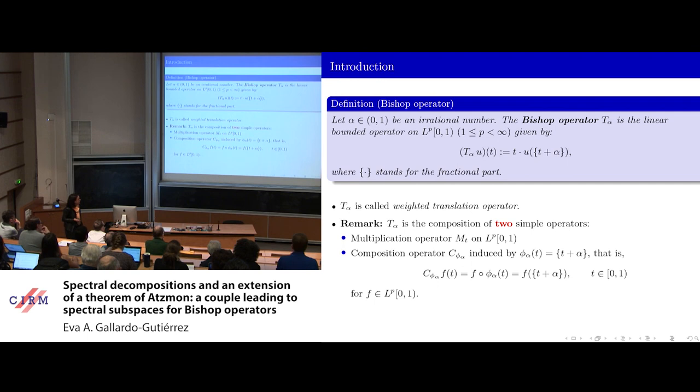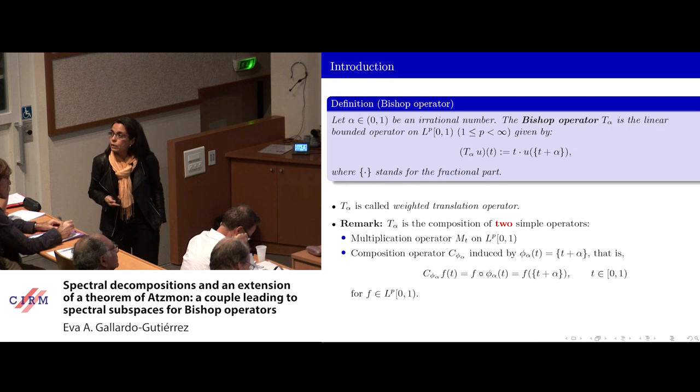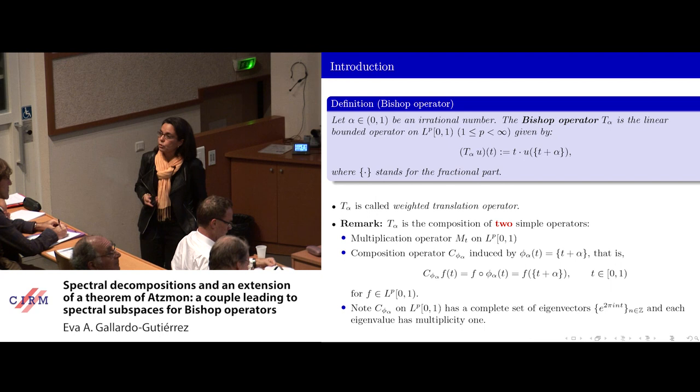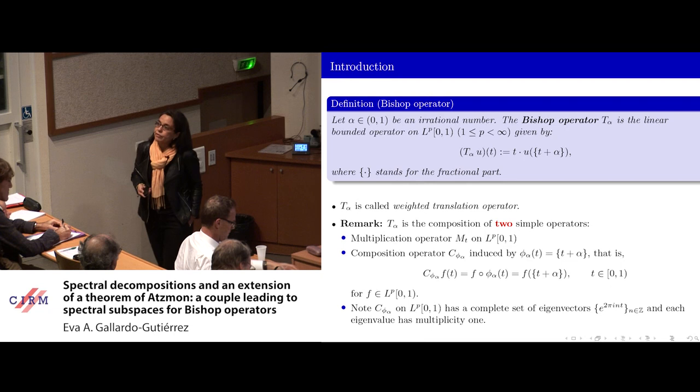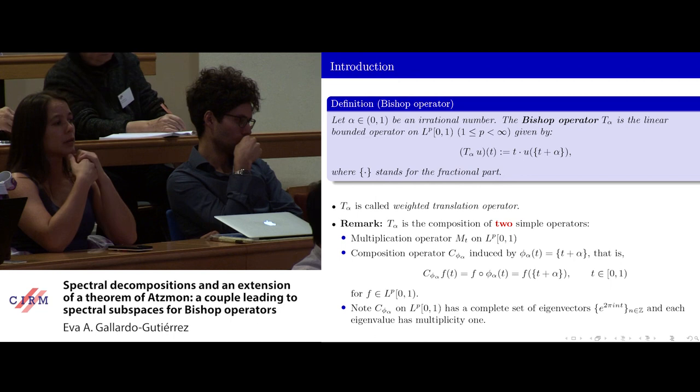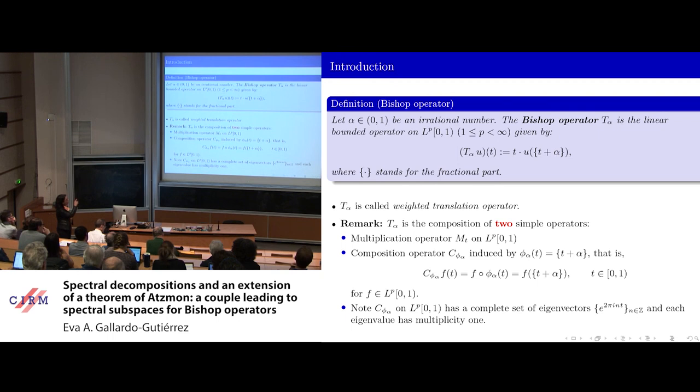And we also understand very well this composition operator. Indeed, in L2 it is unitary, and in LP it has a complete set of eigenvectors, the Fourier basis, and each of them is associated to an eigenvalue of multiplicity 1. So both operators that play a role in the definition of a Bishop operator are very well understood. We can even complicate the definition, the weight or the composition map, but we will see in a moment that these operators are complicated enough.